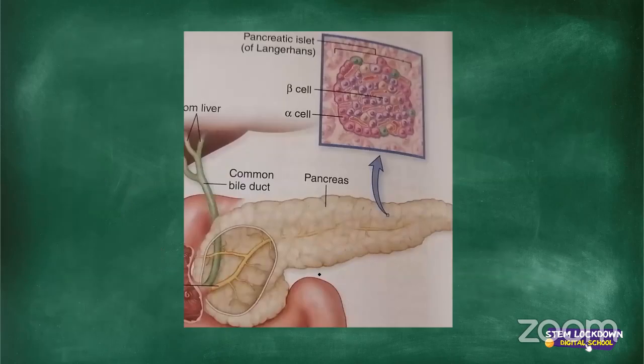Okay, and here is the pancreas. This cross section is showing us the pancreatic islets of Langerhans. These are the ones involved in the release of insulin and glucagon, and we will look at this later, but this is the pancreas, guys.